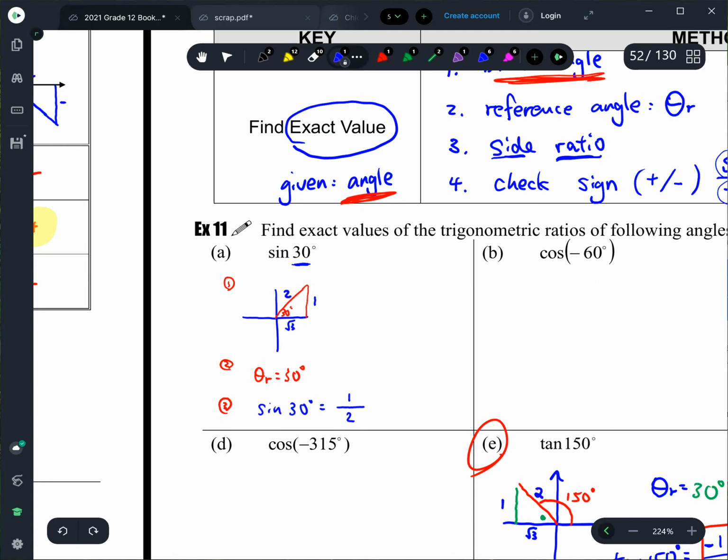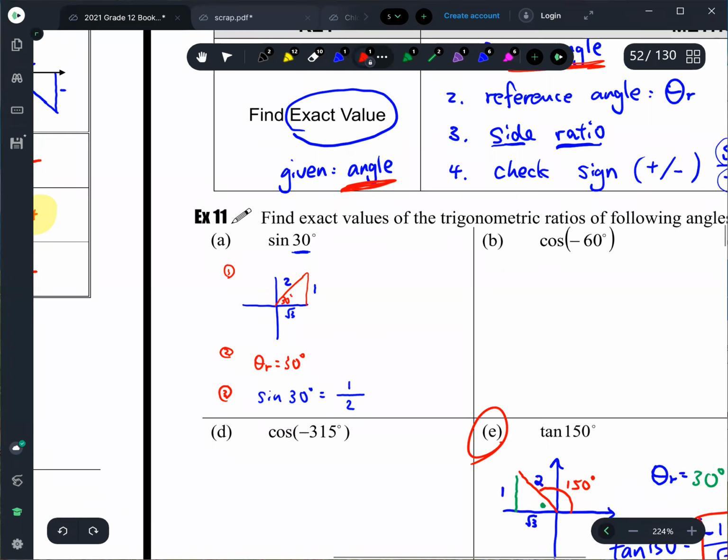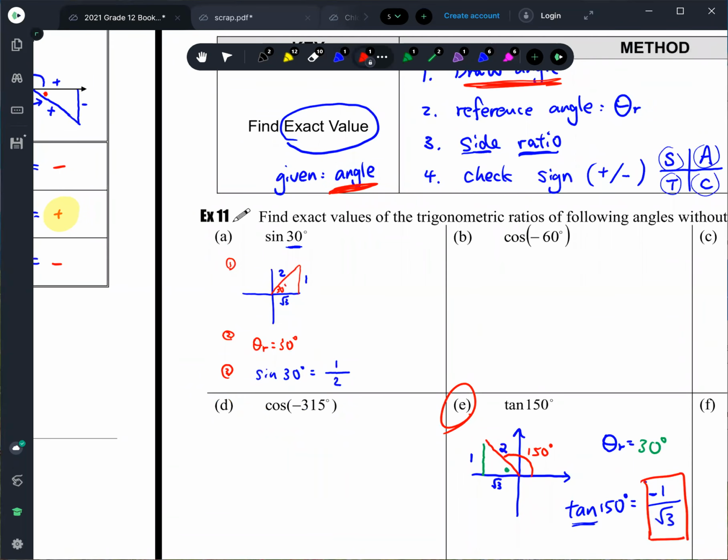And then we still have step 4. We need to check the sign. Positive or negative? Marcus? So what is that? Is it positive or negative for this question? Positive. Yep, it's in quadrant 1, so everyone will be positive, so that's your answer. This should be review. So they give you the angle, you find the ratio.